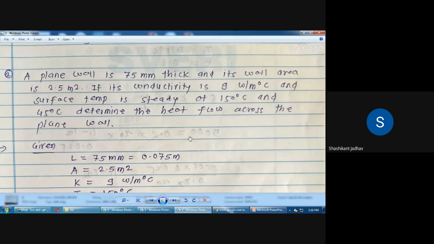Okay. In the first problem, the thermal conductivity was given in watt per meter Kelvin, but in this case, they have given the thermal conductivity in watt per meter degree Celsius. In the first problem, they gave the temperature values in Kelvin. Now they have given the temperature values in degree Celsius. So according to that, we have to find out the value of Q.